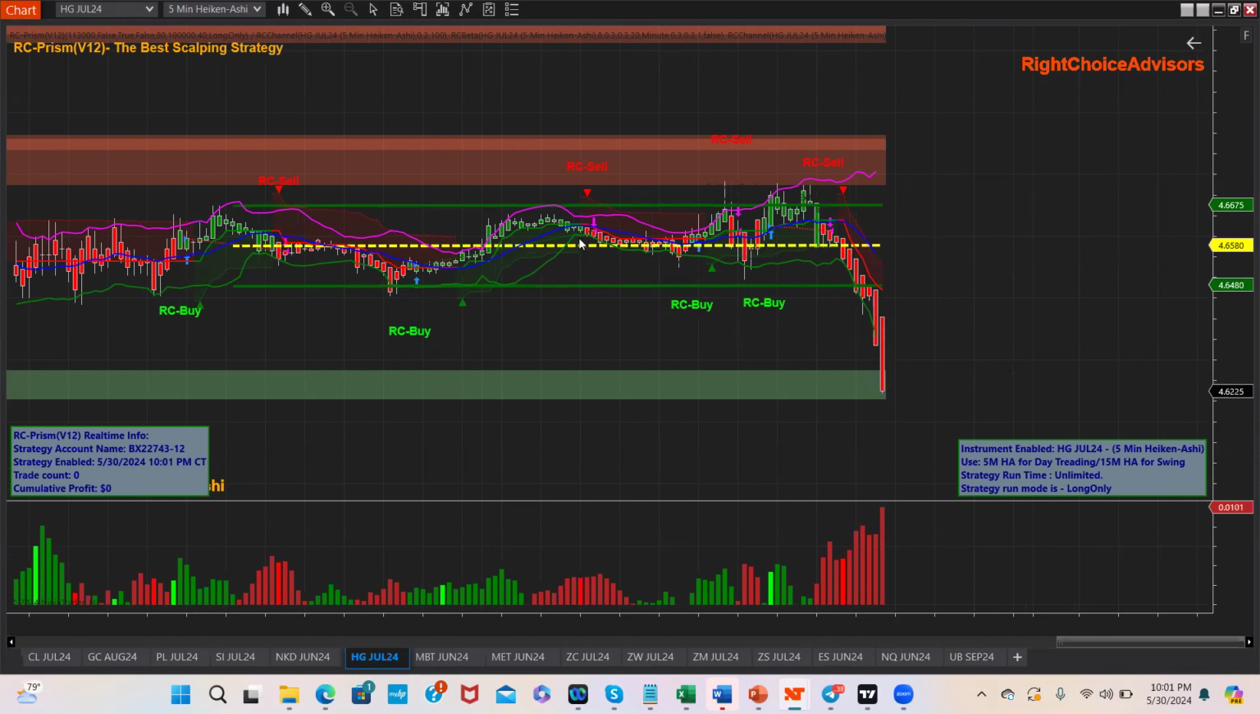This is the channel. Whenever the price is above the channel, we have to do short only. Whenever it is below the channel, we have to do long only. So whenever price starts moving up, we'll get a buy signal and then you'll start making profits. Once it makes some $200 to $250, you can close the trade.